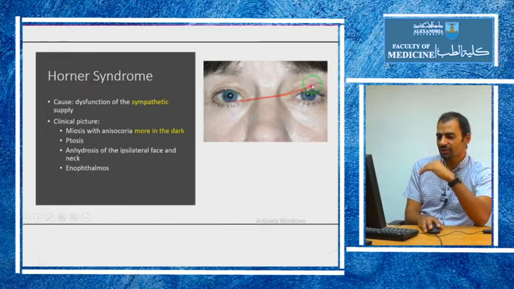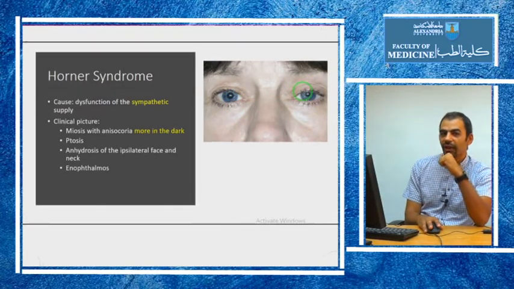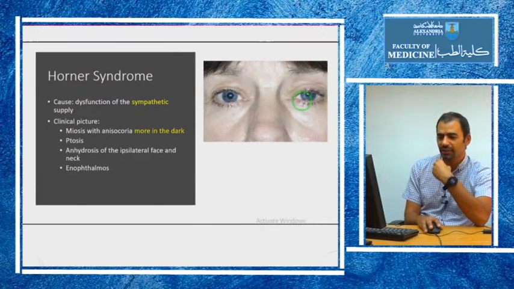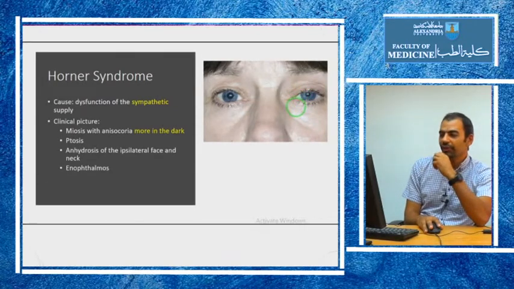There is ptosis because of the dysfunction of Muller's muscle, one of the levators of the eyelid. There is anhidrosis of the ipsilateral face and neck, so there is reduced sweating on that part of the face. And there is apparent enophthalmos due to the droopy eyelids.